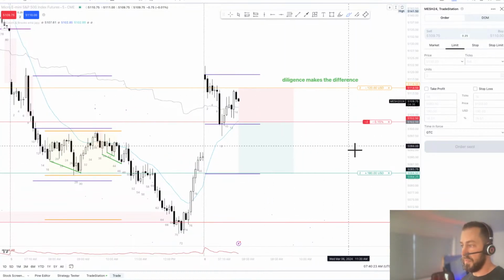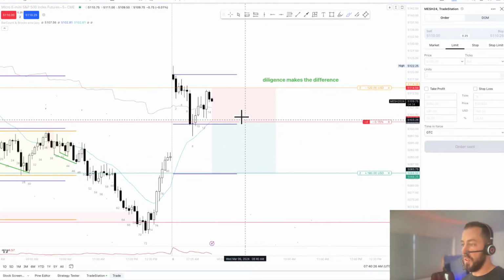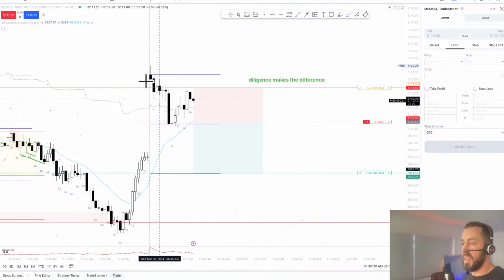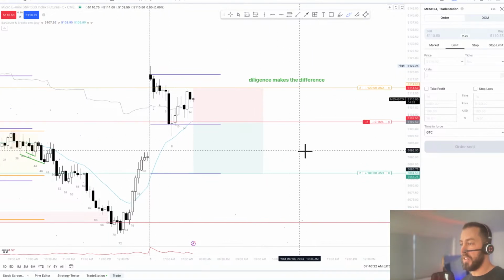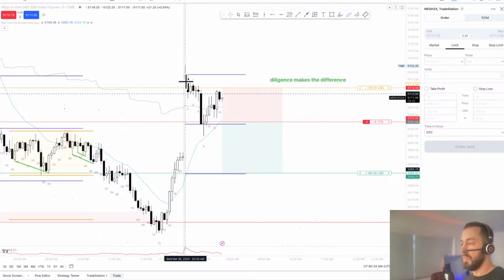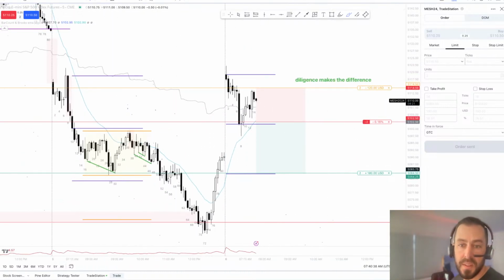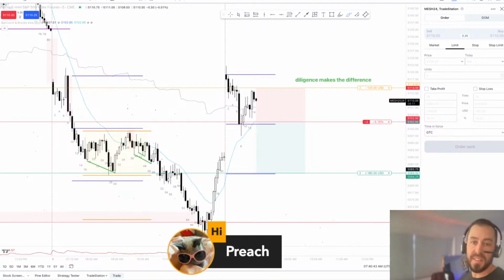However, if you look at the chart, you can see that it's more bearish than bullish. Pretty even, but it's more bearish than bullish, and also we're near where we sold off yesterday.